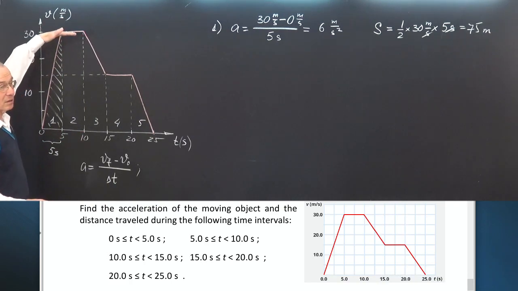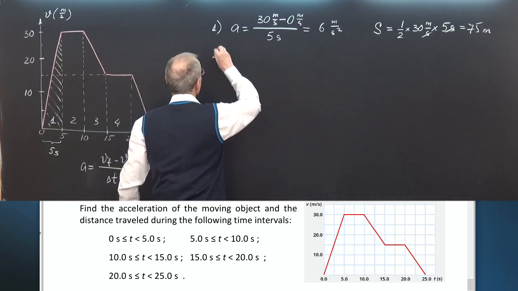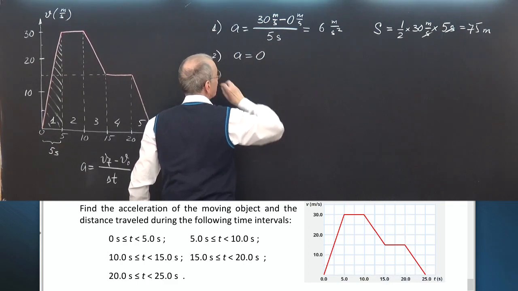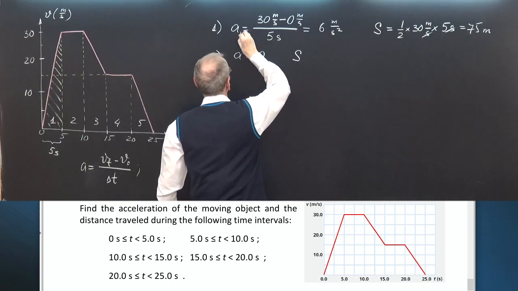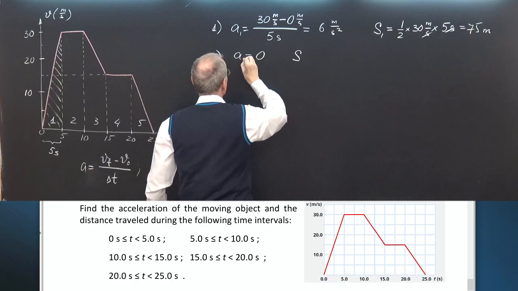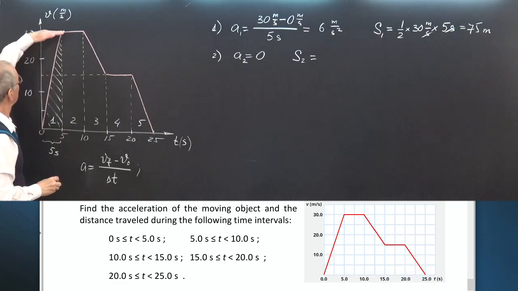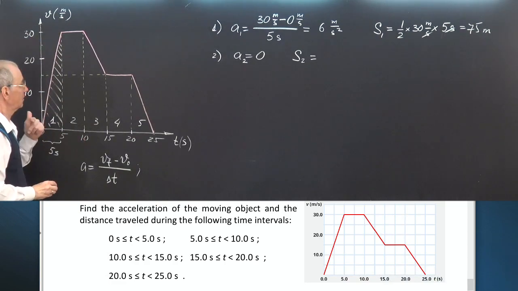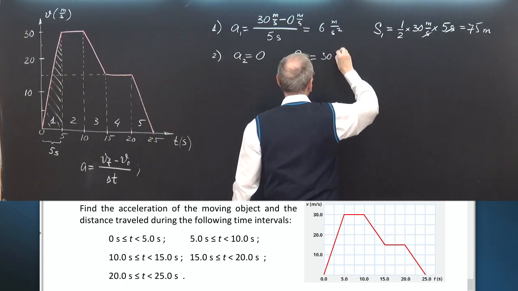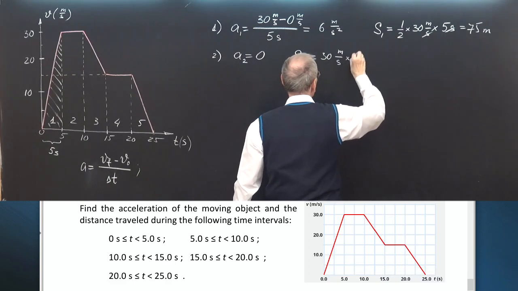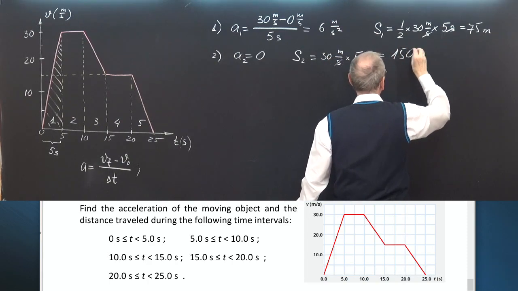The next time interval, from 5 to 10 seconds. The speed is constant. It's a uniform motion. That is why we can say acceleration is 0. And to find distance traveled we can multiply speed times time. 30 meters per second times 5 seconds, we have 150 meters.